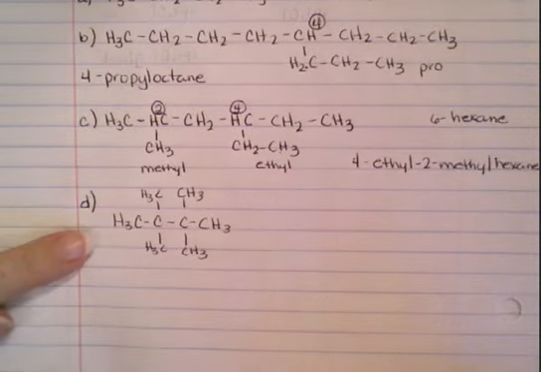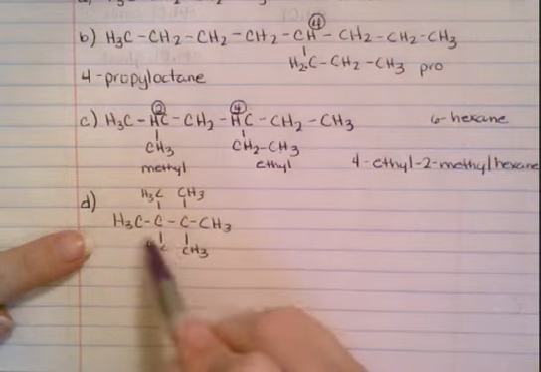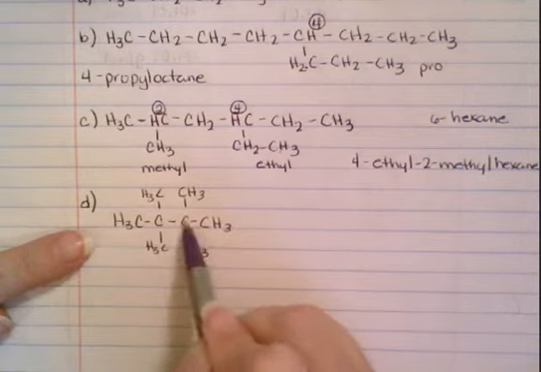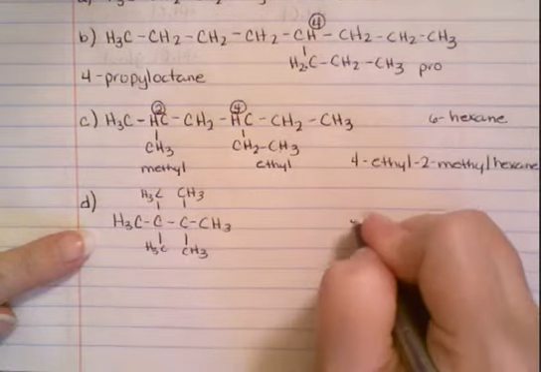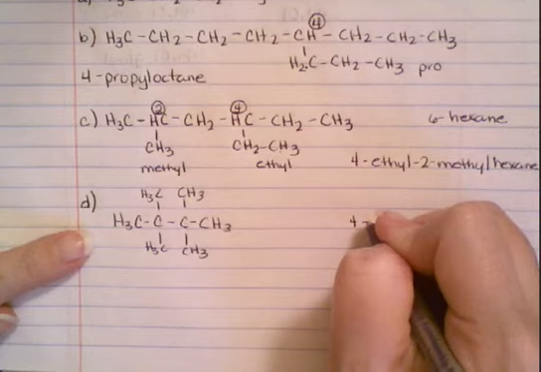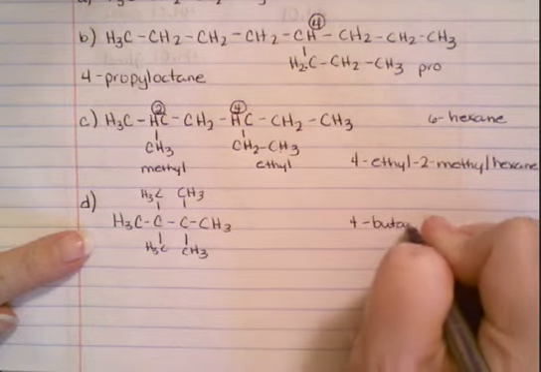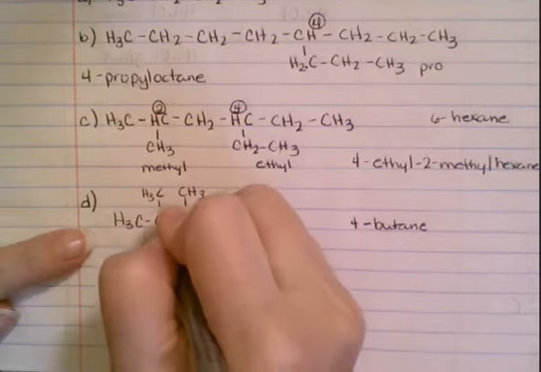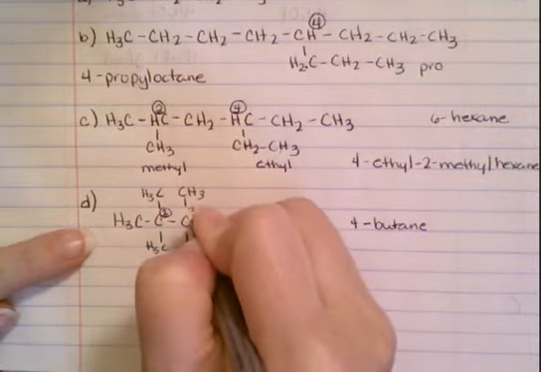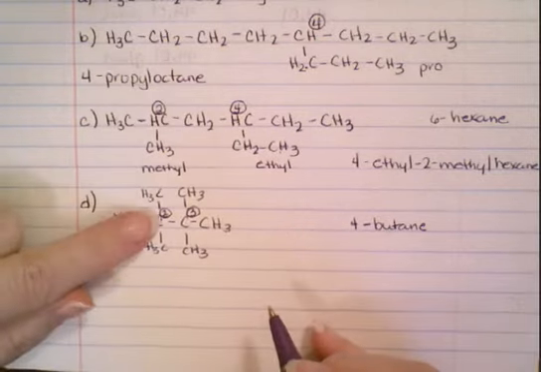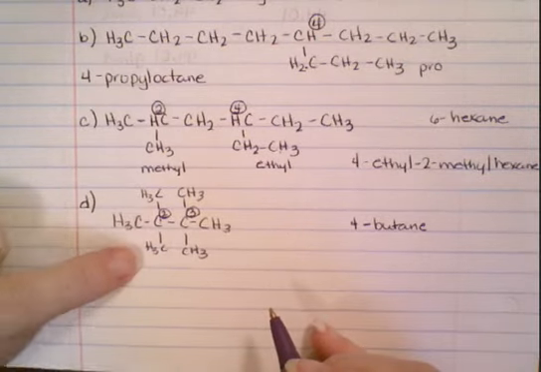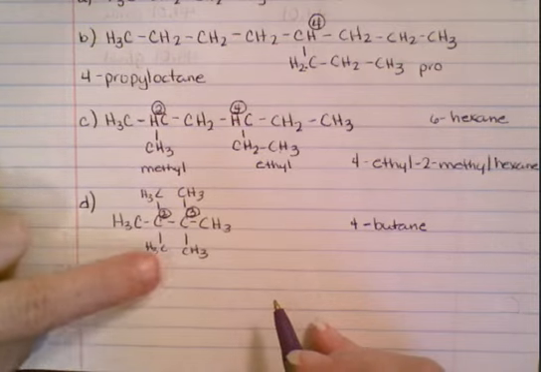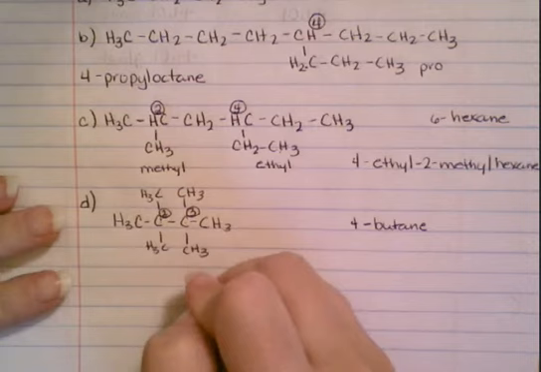We're going to find the longest chain. 1, 2, 3, 1, 2, 3, 1, 2, 3, 4. So 4 is the longest chain, which is butane. Now we need to find out what's coming off where. Well, this is a 2 and this is a 3. But we notice for the 2 there's one on top and there's a substituent on the bottom. And for 3 we also have one on top and one on the bottom. So with just one carbon coming off, we know that is a methyl group.